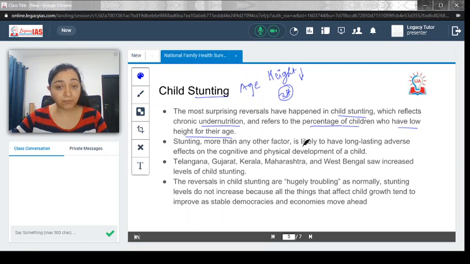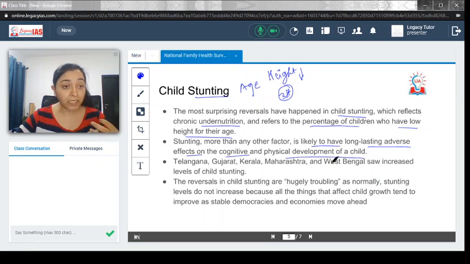Stunting, more than any factor, is likely to have a long-lasting adverse effect on the cognitive and physical development of a child. If the child is not growing in height according to its age, there could be a direct implication on the development of his cognitive skills as well as physical strength. So these are important: if the malnutrition trend keeps on happening, as an adult the child would never be able to reach his full potential.